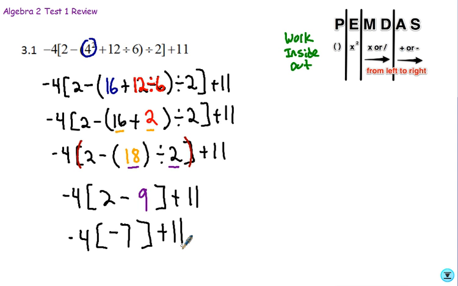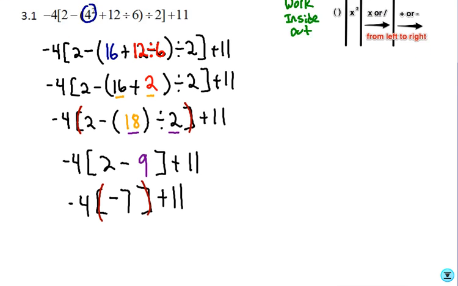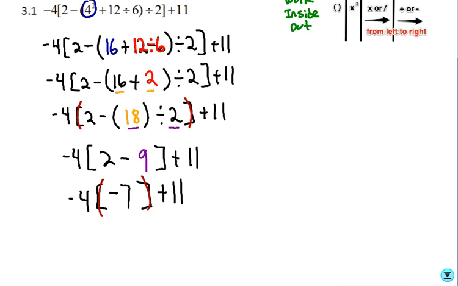So the brackets, like we said, they're like parentheses. So when you think parentheses, you think multiplication. So that would be a negative 4 times a negative 7, which would give you a positive 28. And we're just going to scroll down here a little bit. So multiplying those two things together, you'd get a positive 28. And then 28 plus 11 would give you 39.